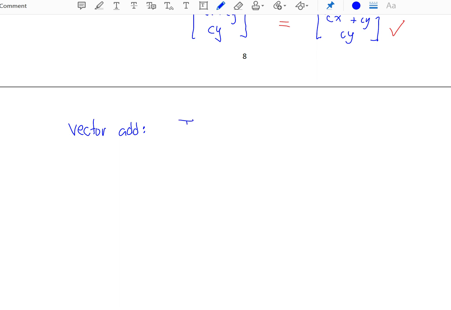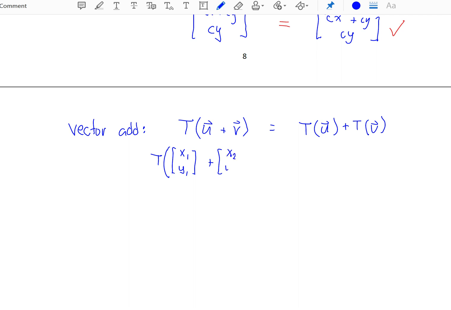So now we want to show that T of the sum of two vectors will be the same thing as the sum of T of each of these vectors individually. And let's start by grabbing what some typical elements might look like. So maybe vector u might look like x1, y1, while vector v might look like x2, y2.